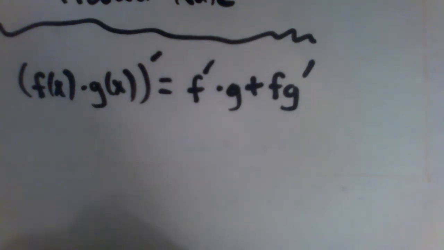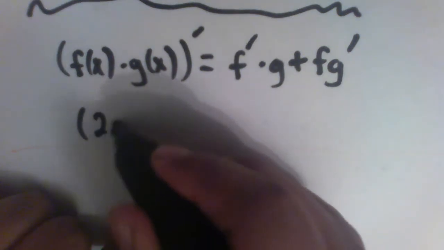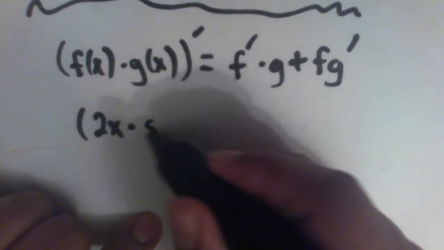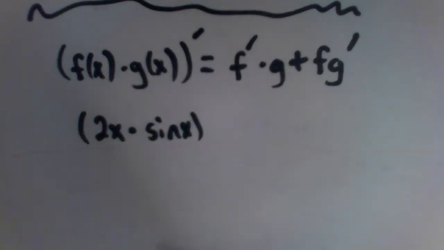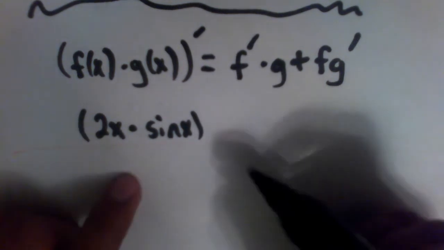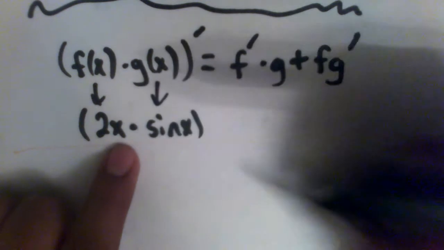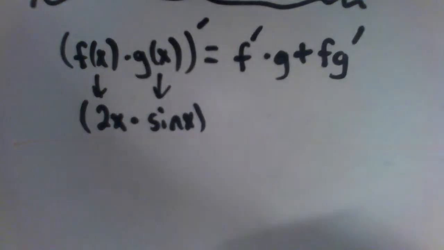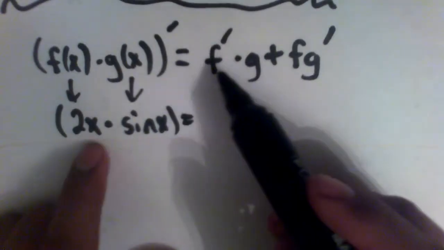So basically, let's just assume we want to take the derivative of 2x times sine of x, right? Well, we learned in the last video that the derivative of sine of x is cosine of x. So in this case, the f of x is our 2x, and our g of x is our sine of x.